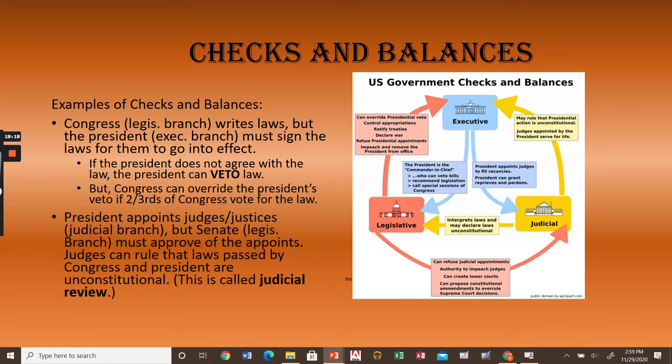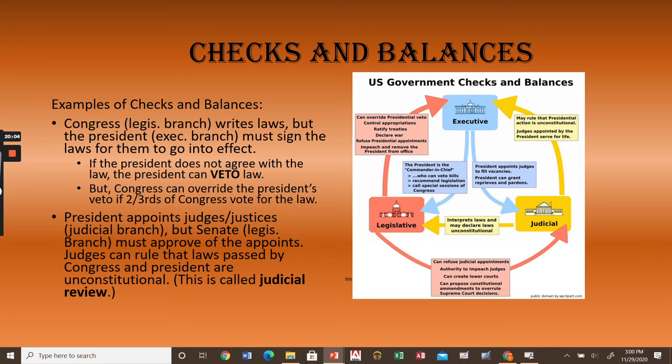Another example, the president appoints judges or justices. That's what they're called at the Supreme Court. In other courts, they're called judges, but at the Supreme Court, they're called justices. The president appoints judges or justices to the judicial branch, but the Senate, which is part of Congress, it's the House of Congress where you have equal representation. Think back to the Great Compromise. You have a House of Representatives where representation is based on population, but in the Senate every state gets equal representation, so the 50 states each get to send 2 senators for a total of 100. These senators have to approve of the president's appointments.